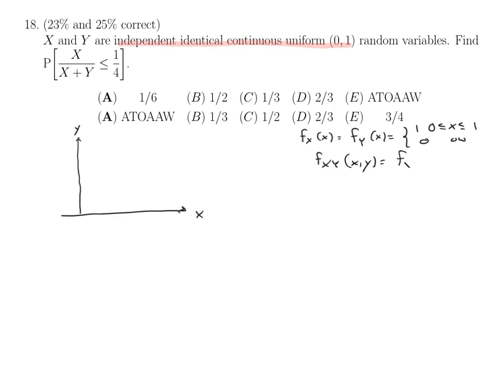Right, the joint PDF is the product of the individual PDFs, right? And so this PDF is just one on the box. So here's a box with corners at 1. This corner up here is (1, 1). And in that box, the PDF equals 1.